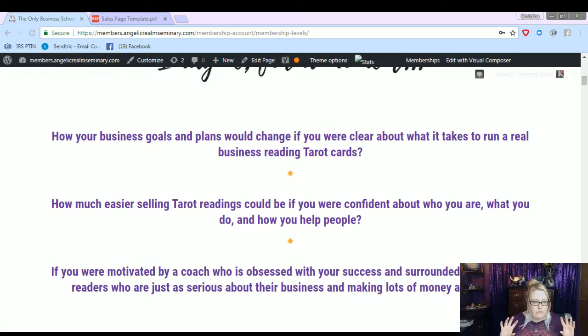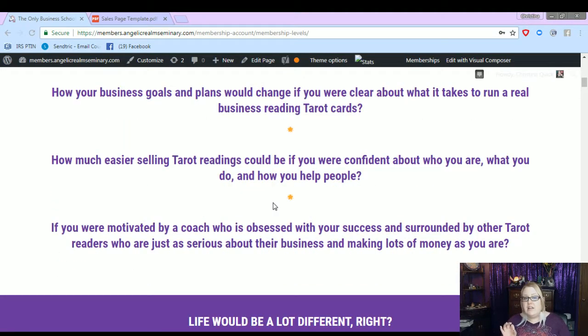And so you kind of have to dig into that big vision and figure out what is your actual movement. Like, what are you going to take over the world with? And then your sales page is like an invitation to get people to join you in that movement. Does that make sense? That's okay, Lynn. And then the next thing is how much easier selling tarot readings could be if you were more confident about who you are, what you do, and how you help people.